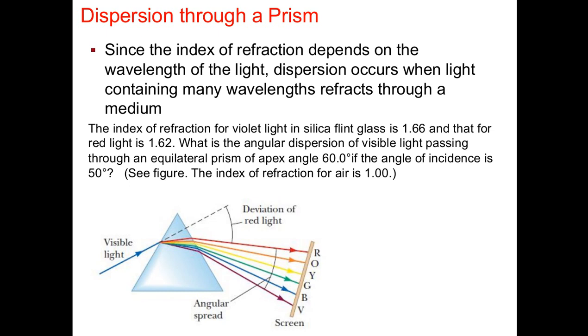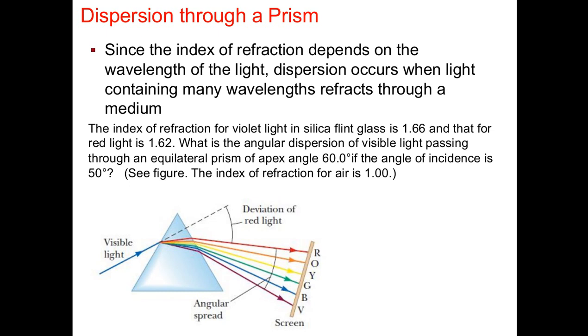So we're looking for angular dispersion, right? We're looking for the angle between where the red light hits the screen and the violet light hits the screen. So it's not going to come out as one beam, it's going to come out as a spread of all the different colors in the visible spectrum. For each frequency of light, there's a different index of refraction. In this problem, they tell us the index of refraction for violet light is 1.66 and for red light is 1.62. So we're looking for basically a difference in refracted angles.